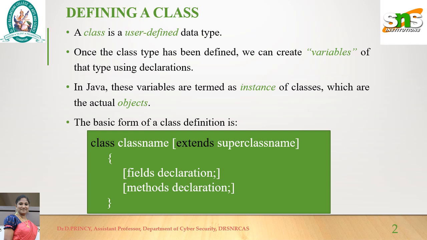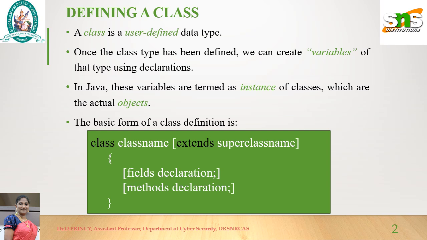A class is defined using the keyword class followed by a user-defined class name, and the extends keyword and superclass name. Suppose you are creating a new class based on an existing class, we can use the extends keyword followed by the superclass name. That is optional. Once a class type has been defined, we can create variables of the type using declaration. Those are generally called objects.